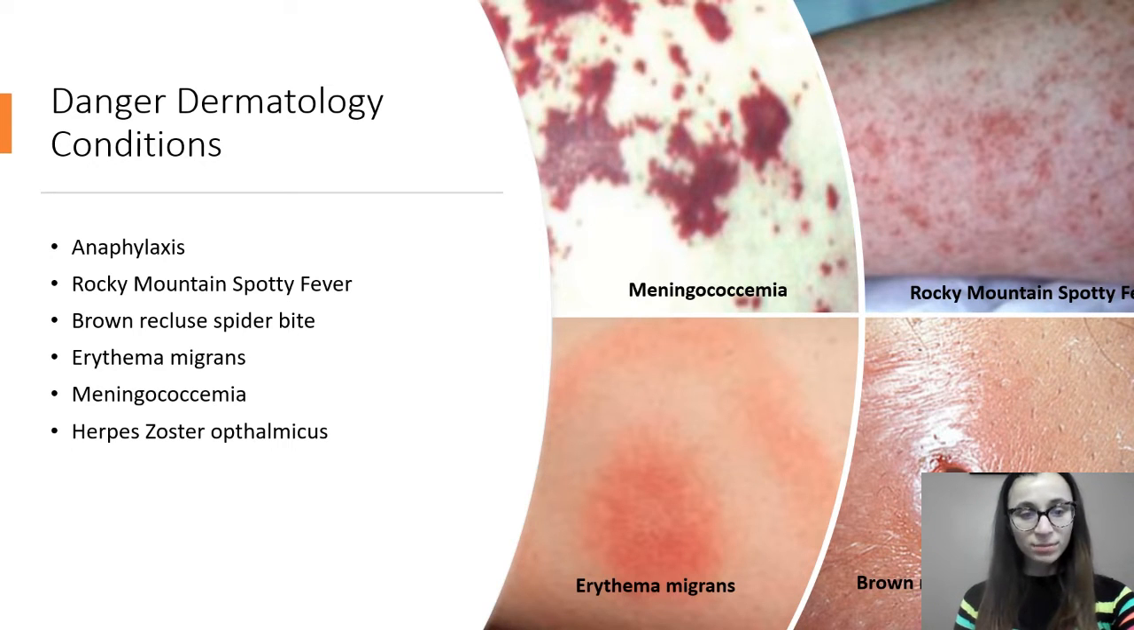The next dangerous dermatology condition is brown spider bite. So that's usually in the Midwest or Southeast of the US. So basically what happens here is that the patient gets a bite. There's no pain, just feels like a little prick.